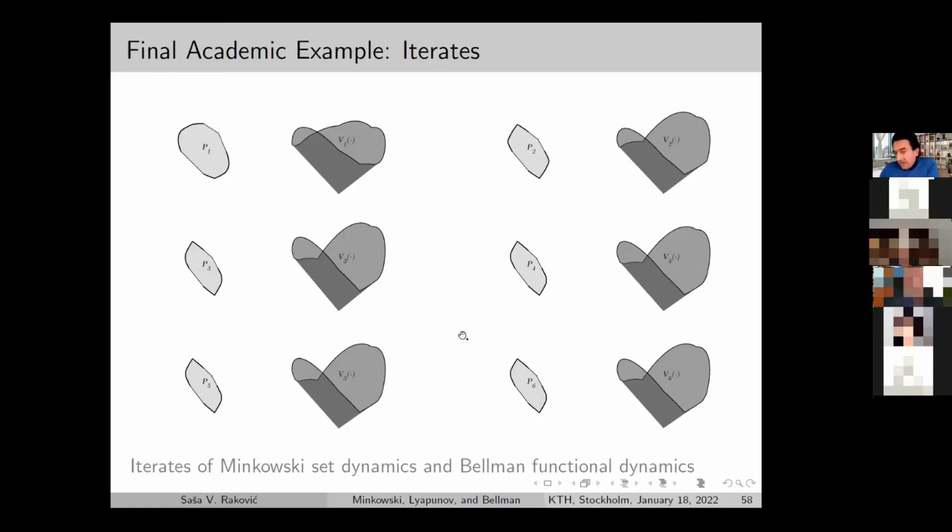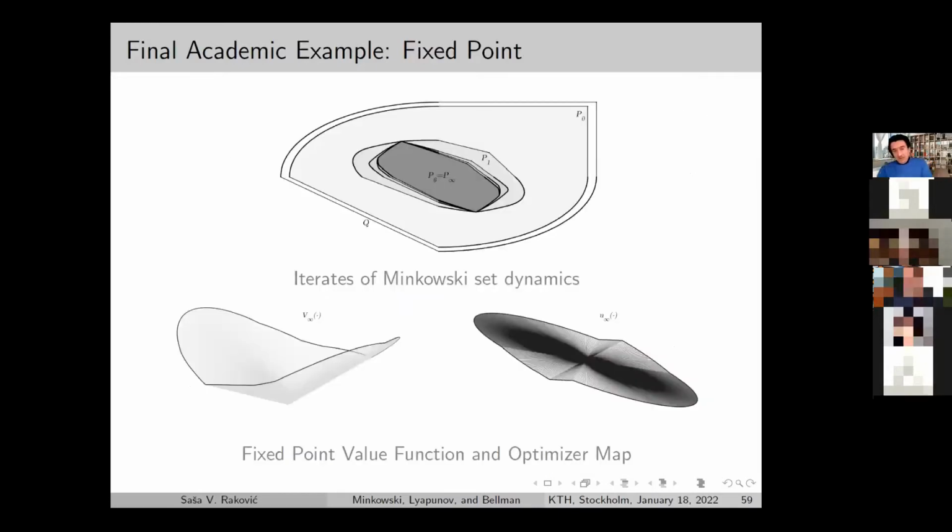P3, V3, P4. Now, in this example, numerical convergence is very fast, so the solution has converged in a few steps. So this is the infinite horizon solution. You see the function is relatively nice. It's a Minkowski function. The optimizer in this case is unique, and it's very interesting. It's a kind of piecewise affine function.